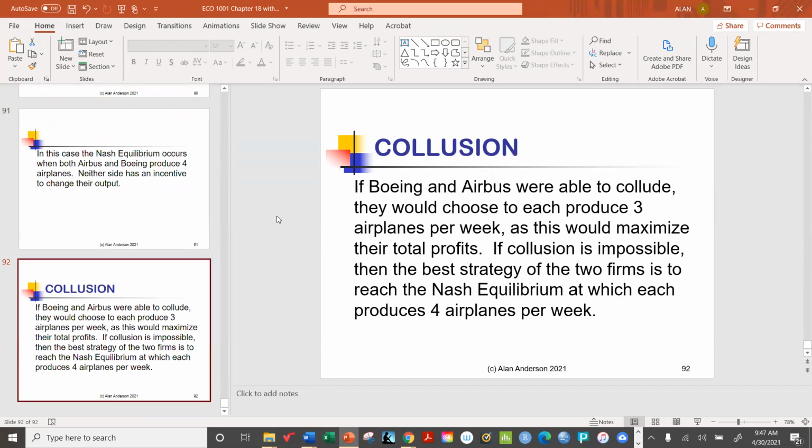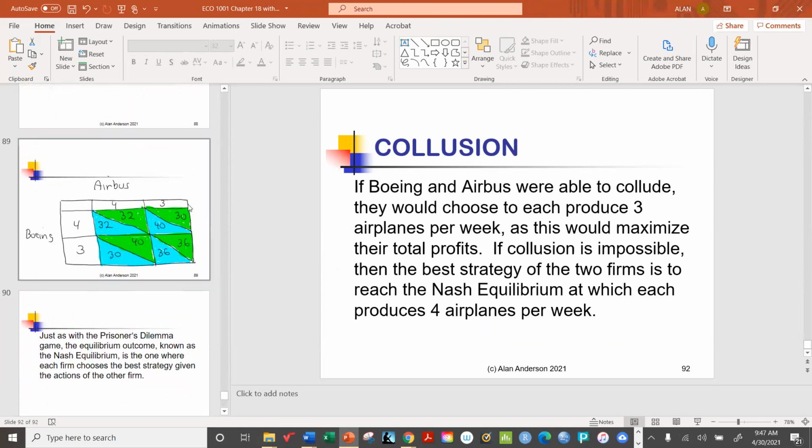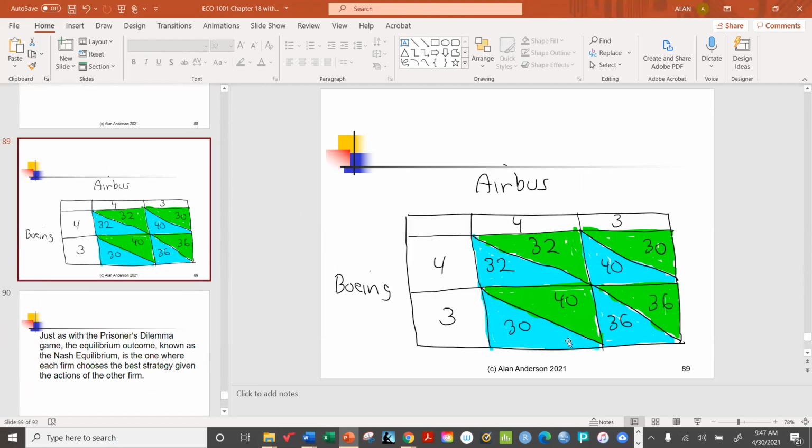But now, by the way, if they do get together and form a cartel and they're able to collude, that changes everything, because then they would each produce 3 planes, because they know that the other won't cheat. Okay, that's the whole thing here. If they both agree to produce 3 planes, remember, we saw before that they both have an incentive to cheat if there's no cartel, or even if there is a cartel for that matter. So that's why you'll only see them both produce 3 planes if they have a binding agreement among themselves.